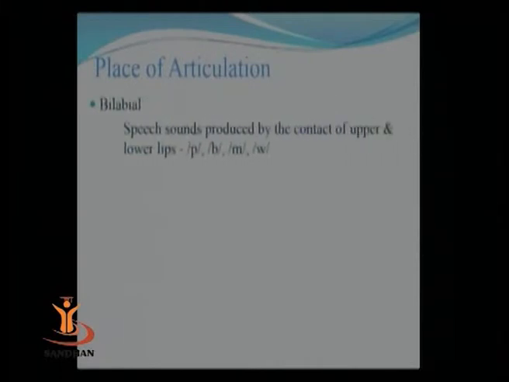Place of articulation means the place where the sound is produced, where in the mouth two articulators come in contact. The first place of articulation is bilabial. Bilabial means the contact of two lips. Speech sounds produced by the contact of upper and lower lips. For example, pa.